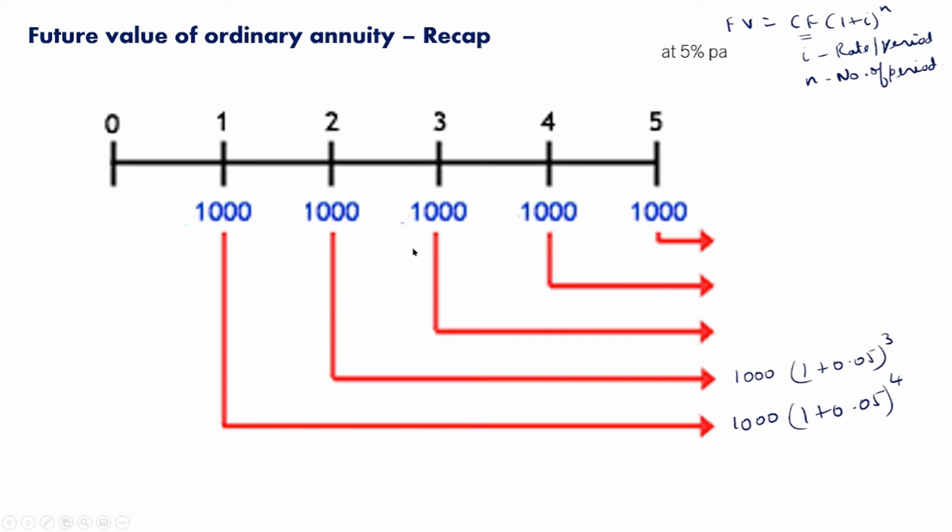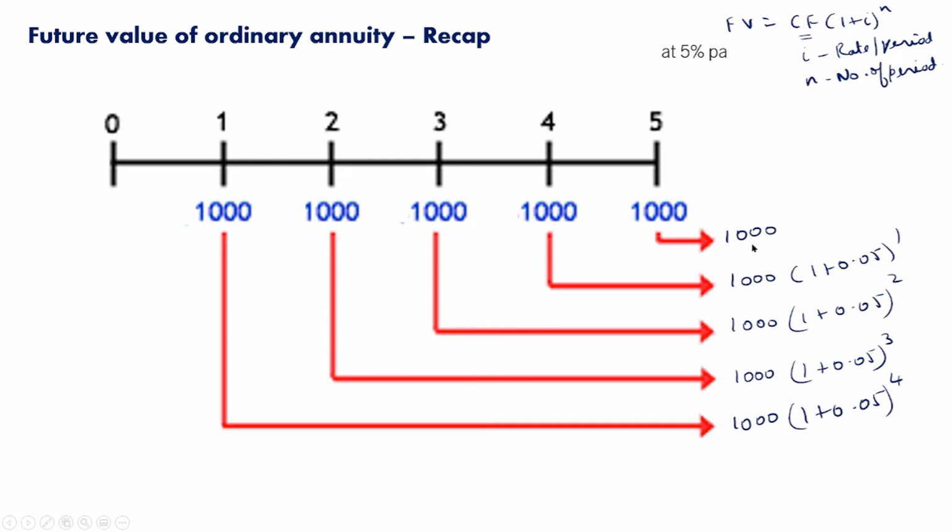Similarly, the future value of the 1000 rupees deposited at the end of the third year is 1000 into (1 plus 0.05) the whole square, and the future value of the 1000 rupees deposited at the end of the fourth year is 1000 into (1 plus 0.05) the whole raised to 1. The value of the 1000 at the end of the fifth year is 1000 itself, because we are depositing 1000 rupees at the end of the fifth year, and its value at the same time is going to be the same 1000 rupees.